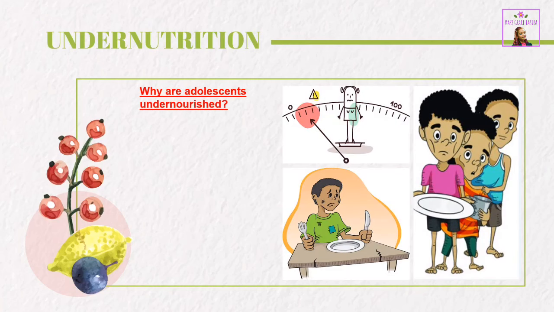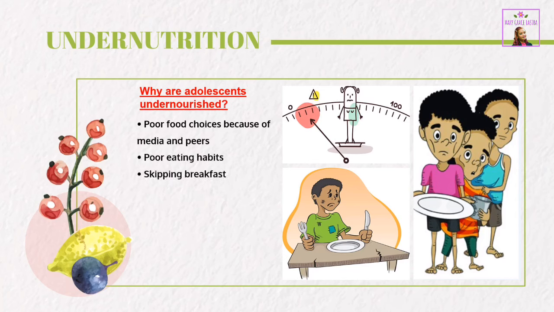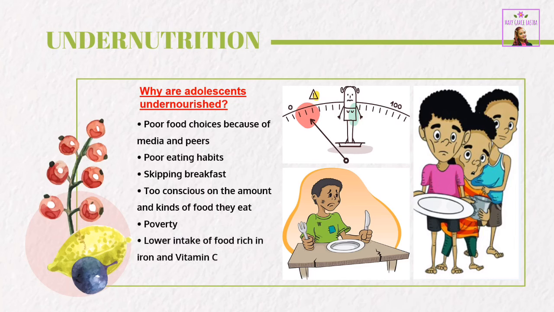Why are adolescents undernourished? Poor food choices because of media and peers. Poor eating habits. Skipping breakfast. Too conscious on the amount and kinds of food they eat. Poverty. Lower intake of food rich in iron and vitamin C. Eating disorder.